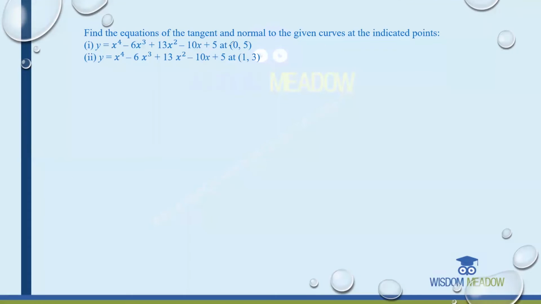Find the equation of the tangent and normal to the given curves at the indicated points. The curve's equation is given to you: y is equal to x to the power 4 minus 6x cubed plus 13x squared minus 10x plus 5 at (0, 5). So let's solve the first question first.